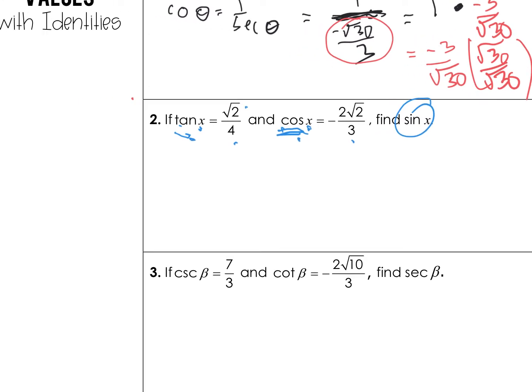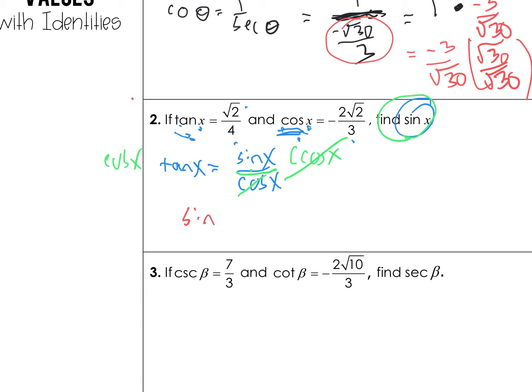Let's see. Well, I know that tangent of x is equal to, I'm going to use the quotient identity, which is sine of x over cosine of x. Since I'm looking for sine of x, I'm going to solve this for sine of x by multiplying both sides by cosine of x. Cosine of x cancels out. That leads me to say sine of x must be equal to the cosine of x times the tangent of x.